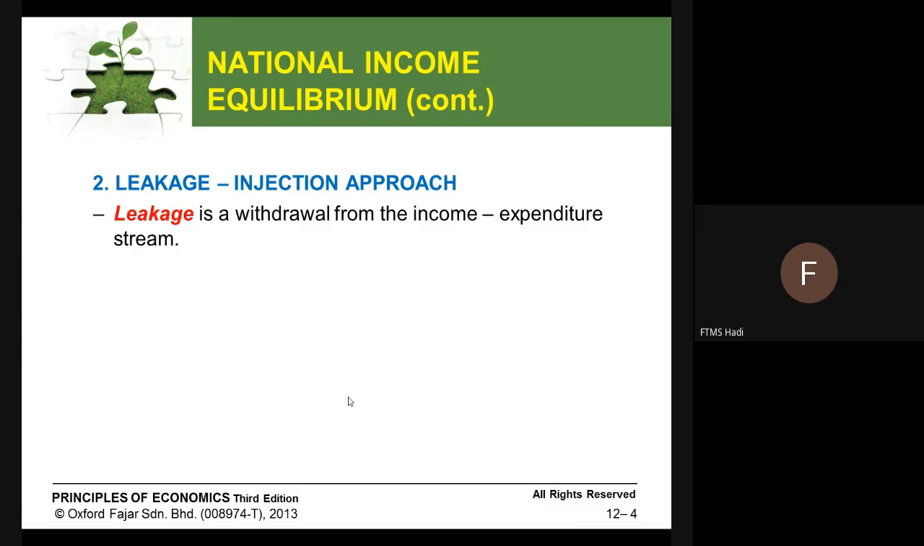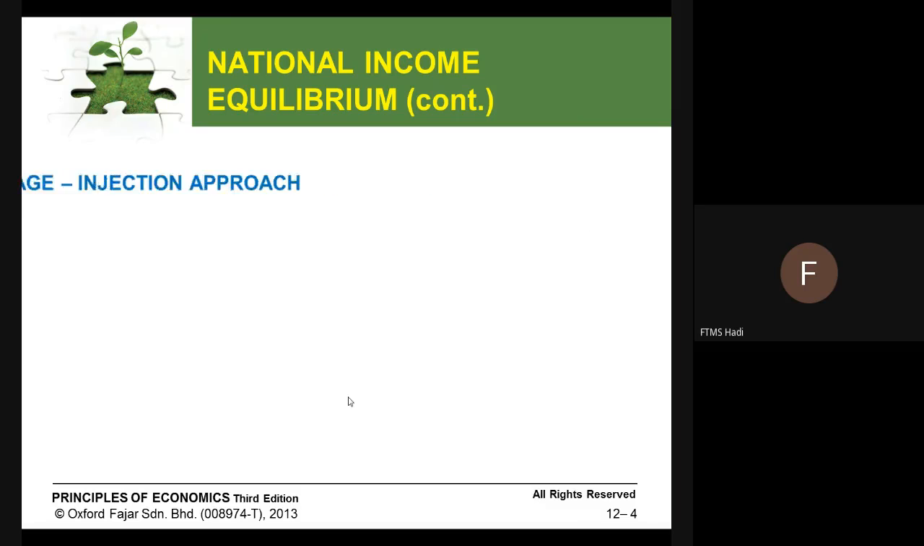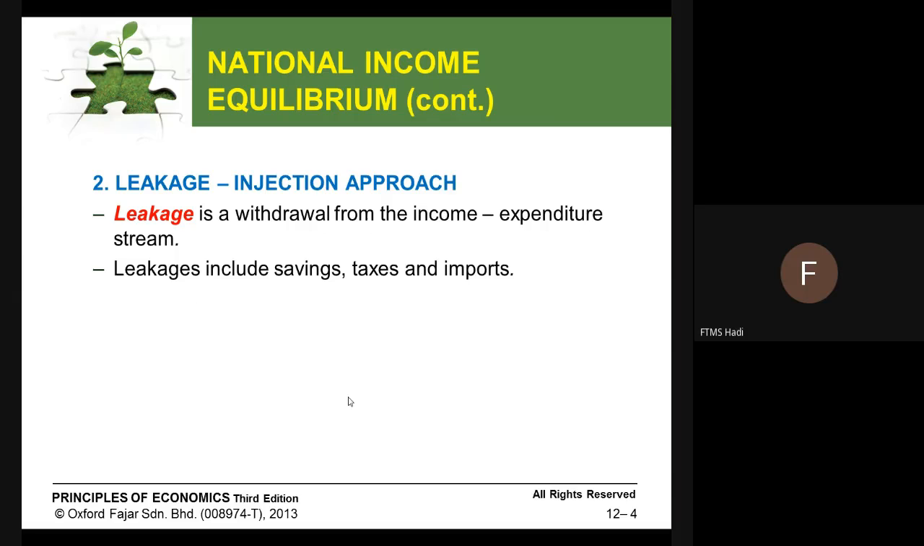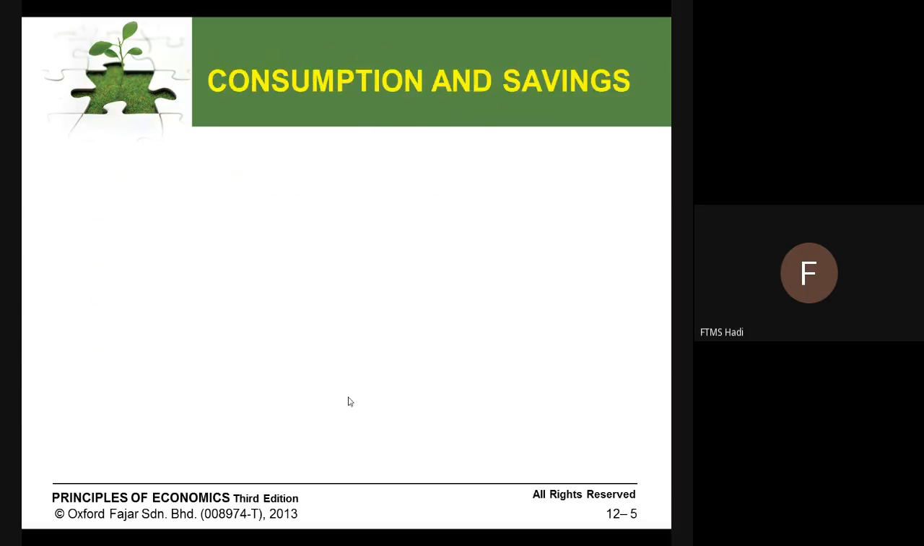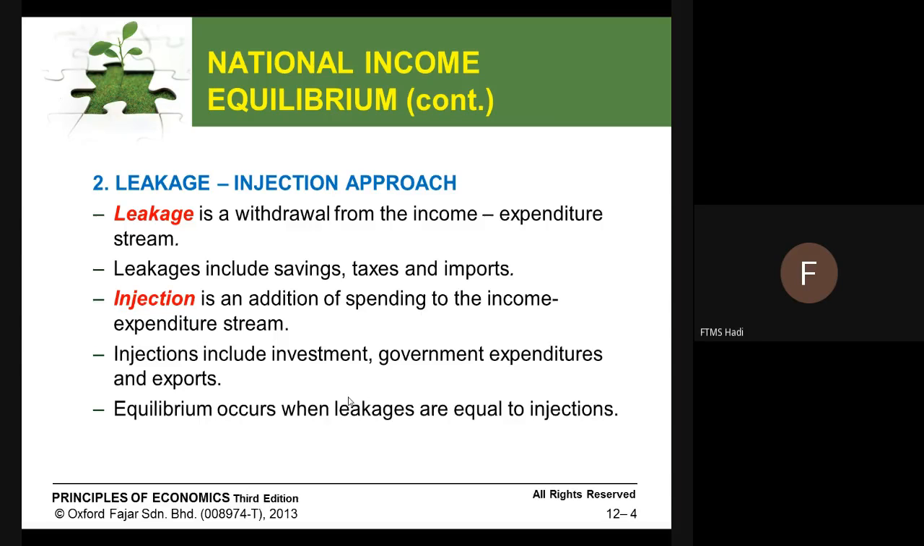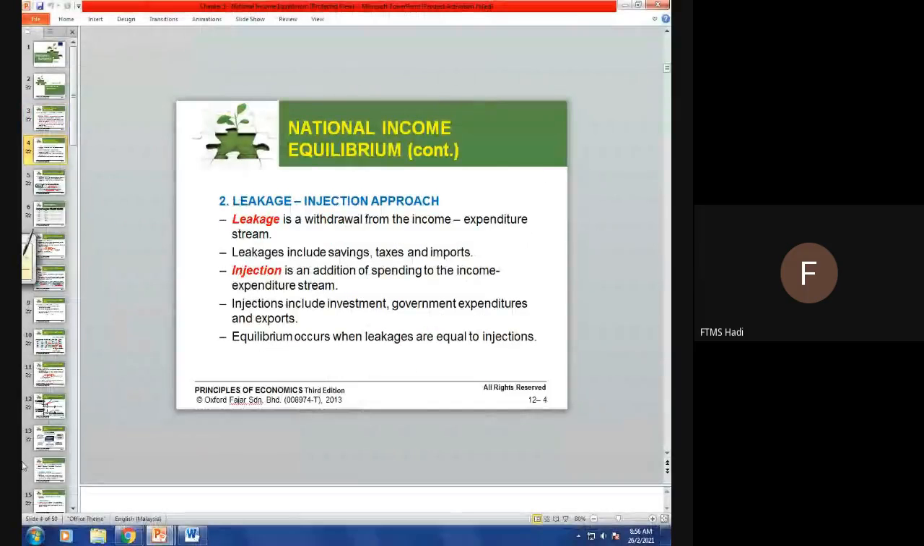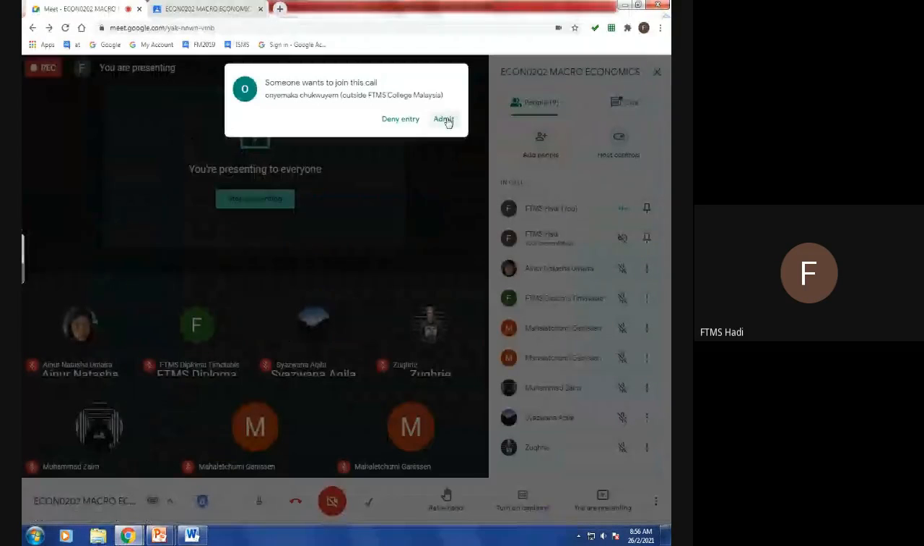Okay, the second way to calculate national income equilibrium is leakage and injection. I will explain to you virtually what the difference between leakage and injection is. A country is like a business too, there is money going out and money coming in. Leakage is a withdrawal from the income expenditure stream, which includes savings, taxes, and imports. Injection is an addition of spending to the income expenditure stream, which is investment, government expenditure, and export. Okay, let's go through one by one.